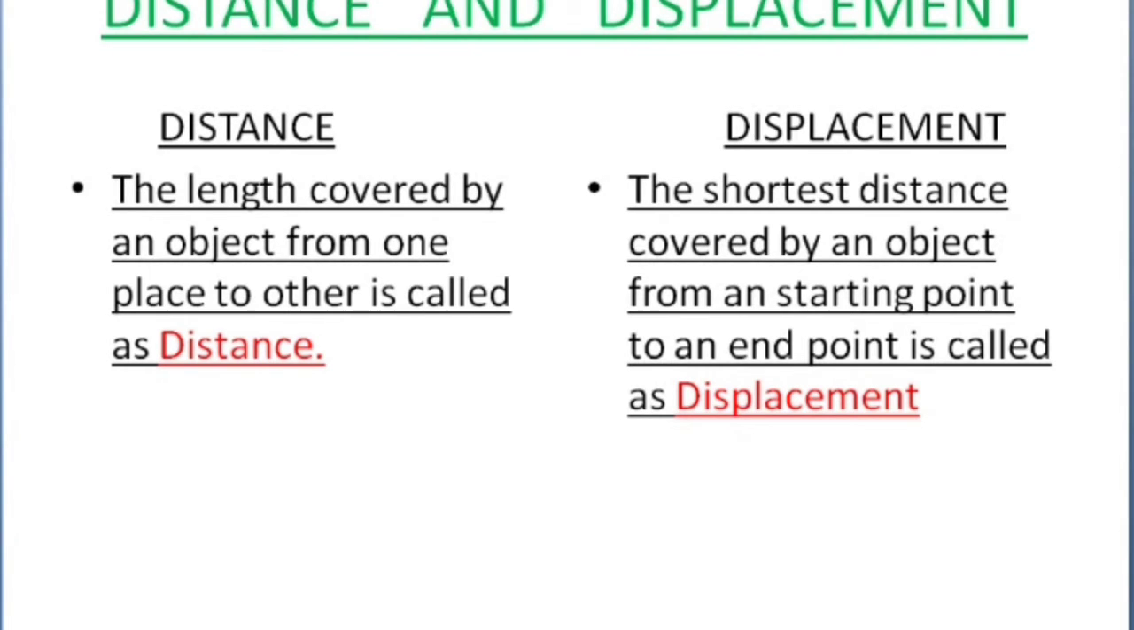The displacement. The shortest distance covered by an object from a starting point to an end point is called displacement. For example, take 3 points A, B, and C. You want to travel to C, so the person at A travels to B and then C. To calculate the distance, you will do A to B plus B to C, but the displacement is A to C.